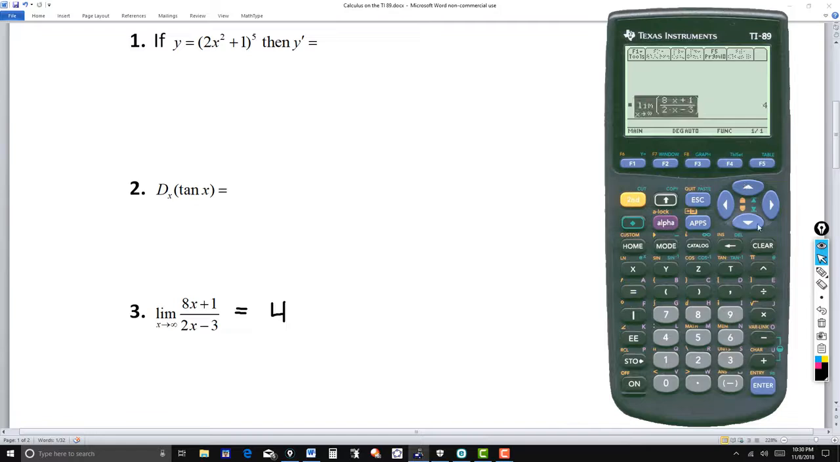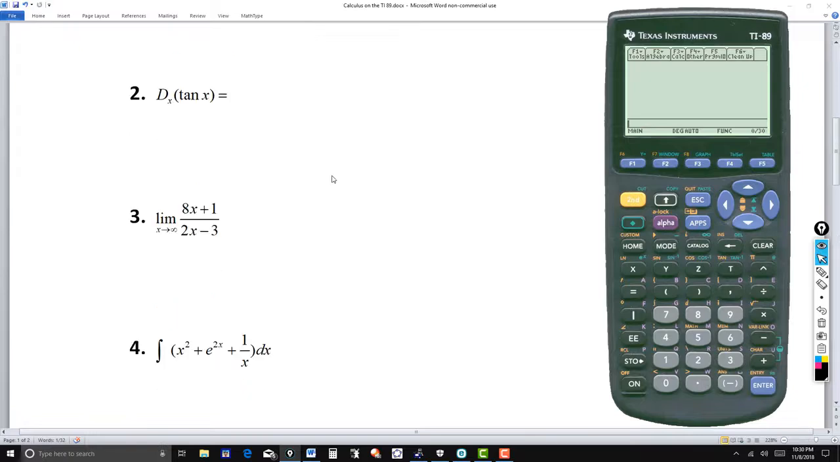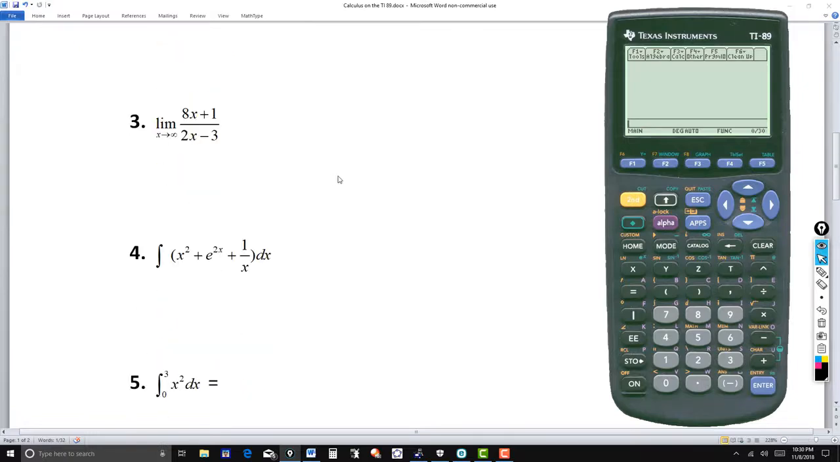Okay, clear this, and let's go to the next one. Okay, now here we're just doing a basic antiderivative. Antiderivative or integral is just the opposite of the derivative.